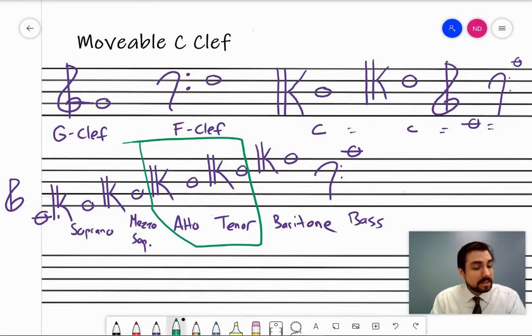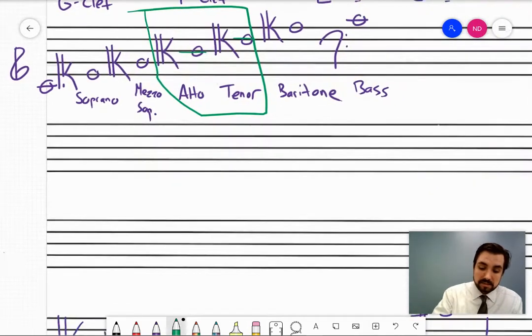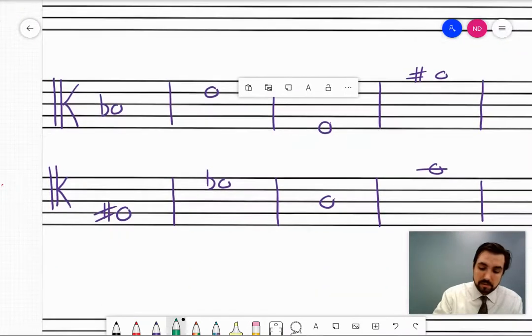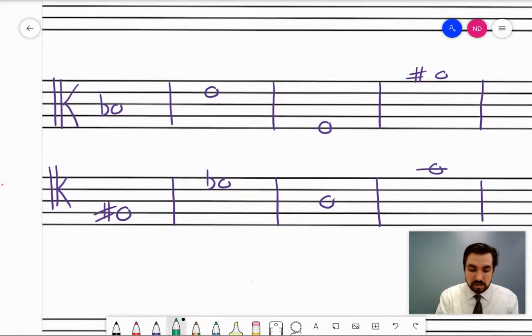Now, it comes down to counting if you're not familiar with this clef and knowing that the middle is middle C, wherever the note falls in the middle of the C clef. And then if you're not familiar, you just count up or down to the next available note to figure out what note you're looking at on the staff. So here are some examples down here for us to look at. Let's do the first one of each line.